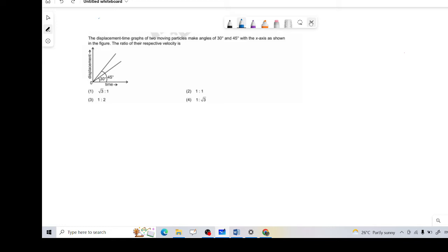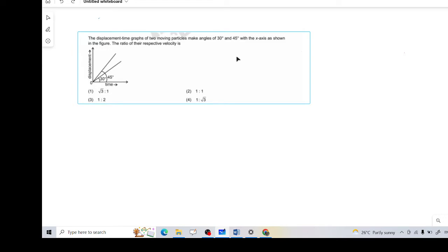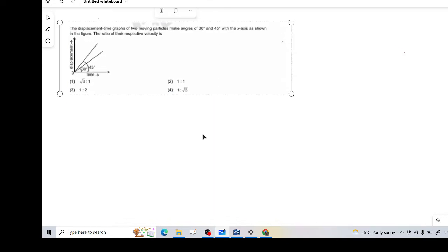Today we are going to solve NEET questions asked in the year of 2022. So, the first question is like this: the displacement time graph of two moving particles makes an angle of 30 degree and 45 degree with the x-axis as shown in figure. Then they have asked us to calculate the ratio of their velocity.